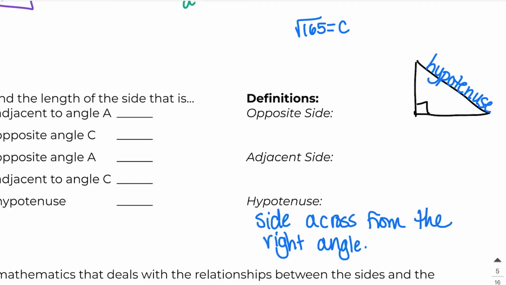We have an opposite side and an adjacent side, and those depend on an angle that we are looking at. So if the angle that I'm looking at is this angle down here, and it's never the right angle that we're looking at, by the way, the side that is opposite it is just across from it. So this right here is across from it. So this is the opposite side right here. So this is opposite to this orange angle right here. We'll call this angle A. This is opposite to angle A. Okay. So right here, opposite just means that it is across from the given angle.